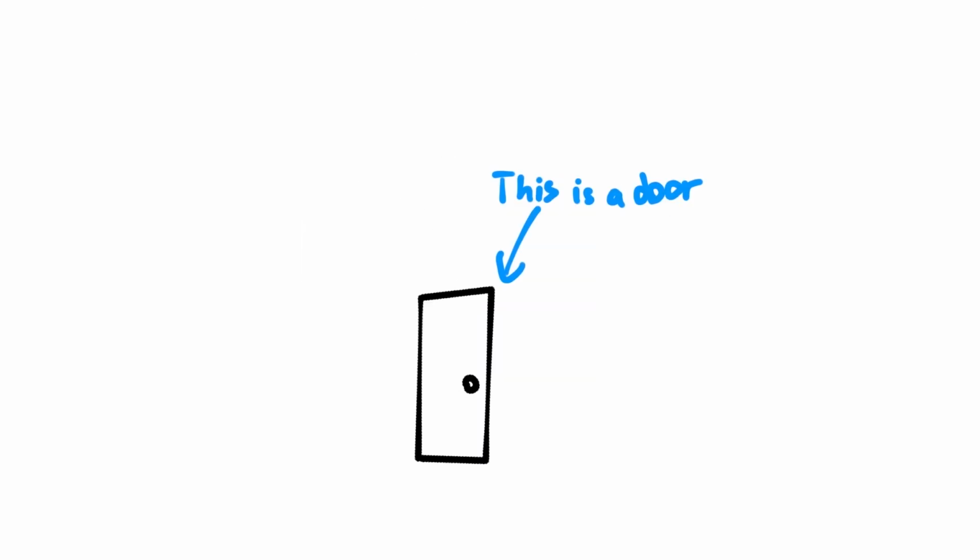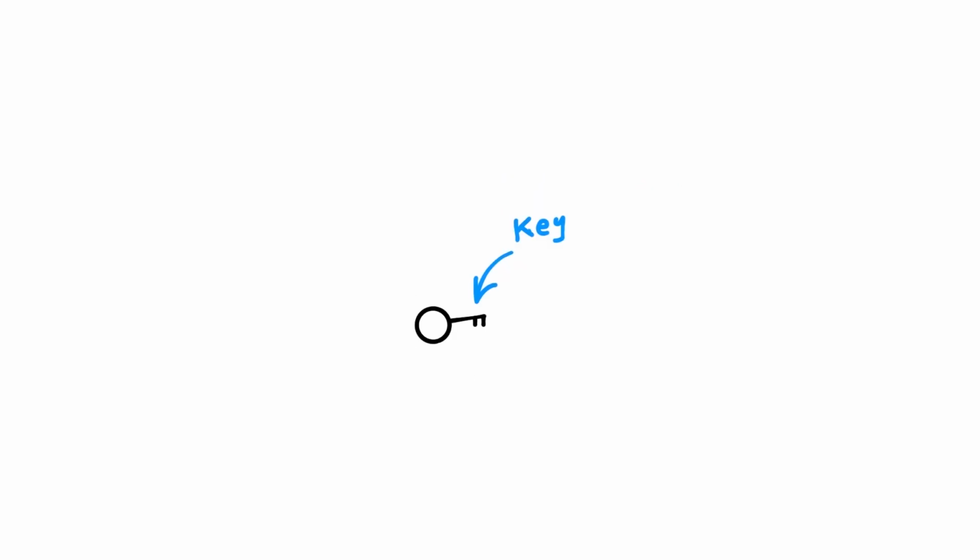Hi there. In this tutorial, I will show you how to make a key door system in Unity. So this is you. Here is a door. The door is locked. This is a key. The key can open the door. Simple, right? So let's get started.